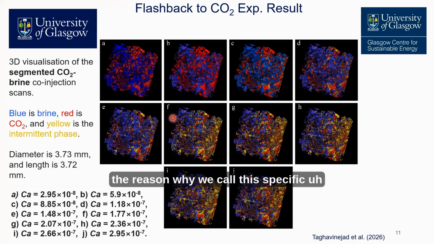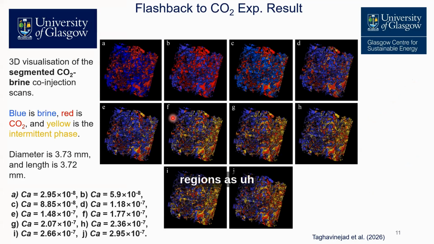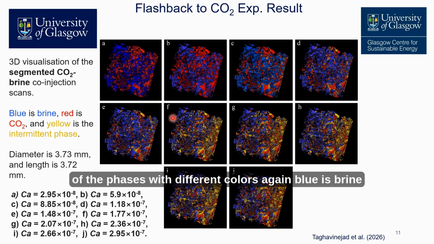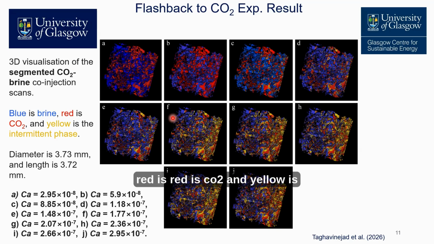So the reason why we call these specific regions Darcy flow, developing intermittent flow, and stable intermittent flow goes back to our CO2 experiments. As we can see, we observed the 3D structure of our sample for different capillary numbers. And we visualize each of the phases with different colors. Again, blue is brine, red is CO2, and yellow is the intermittent phase.